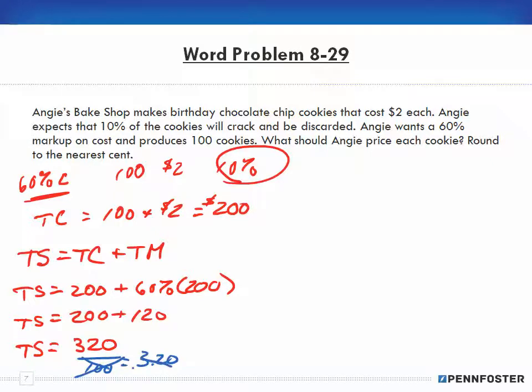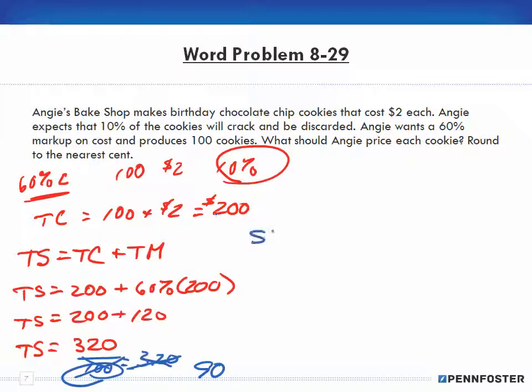For the simple reason, we're not selling 100 cookies, right? We're discarding 10% due to being cracked, okay? So we're not selling 100 cookies, we're only selling 90 cookies because 10% of 100 is 10, and 100 minus 10 is 90.